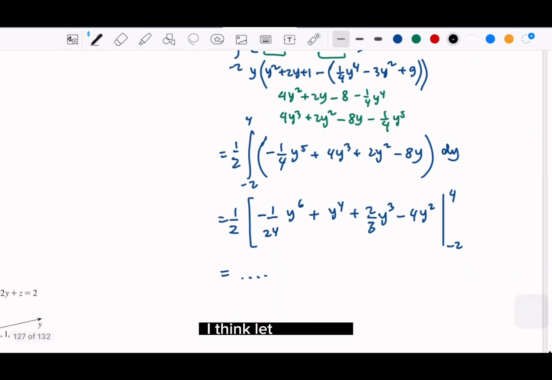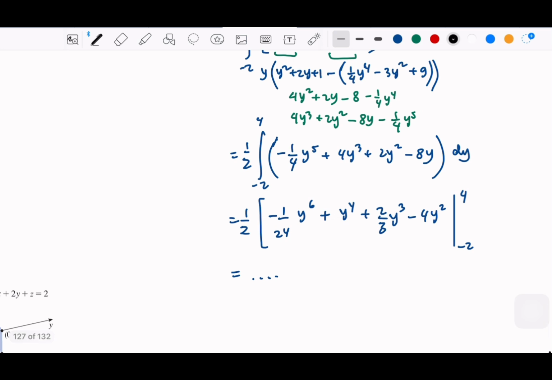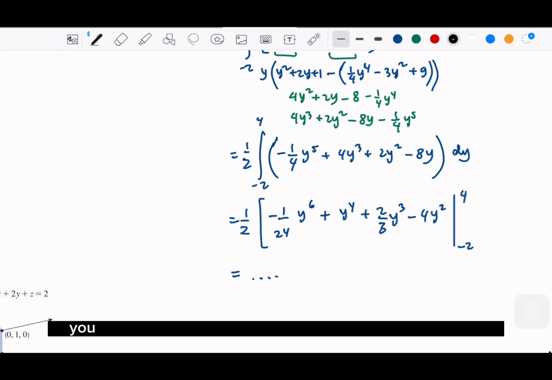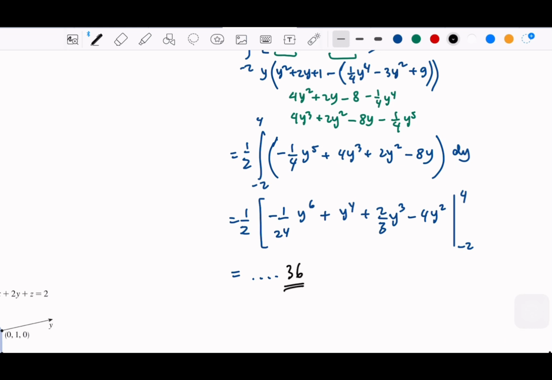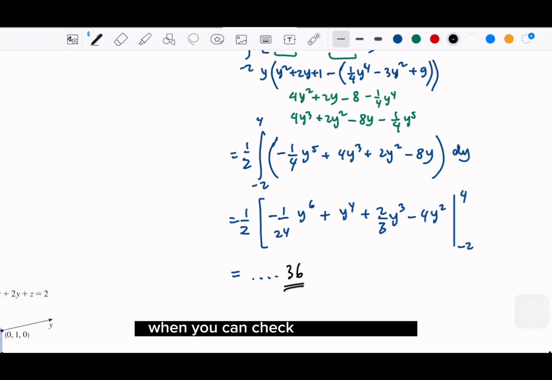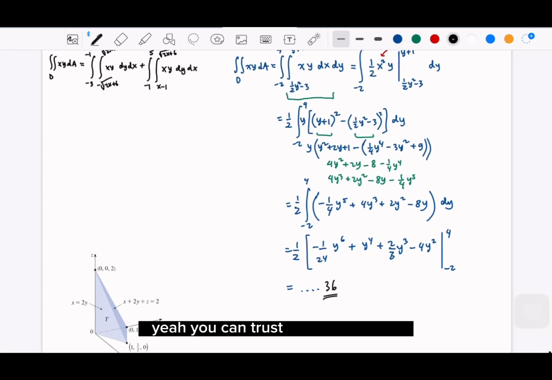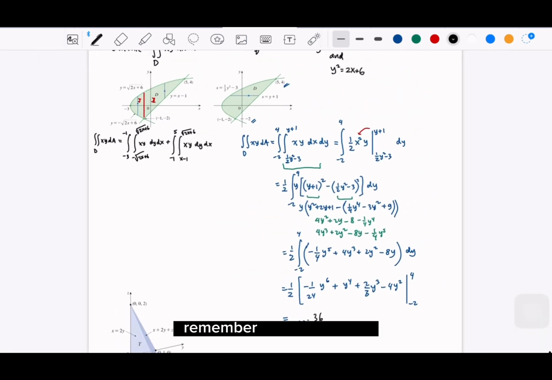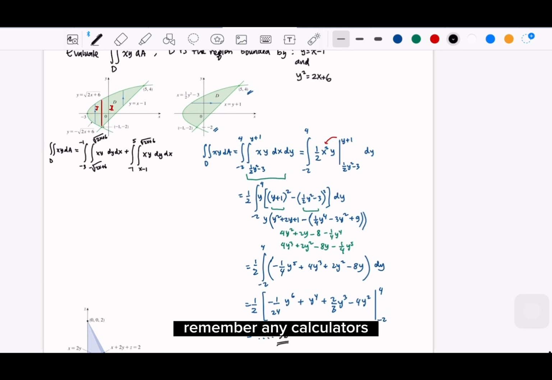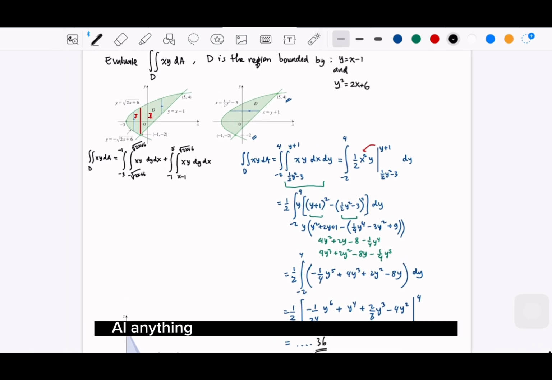I think, let me check. You mean the number? This is supposed to give you 36. Well, you can check your calculator. Oh, you already checked? Okay. Yeah, you can trust your calculators. Remember, any calculators, AI, anything, they are just tools, okay? How you trigger, how you input prompts, that will be the key.